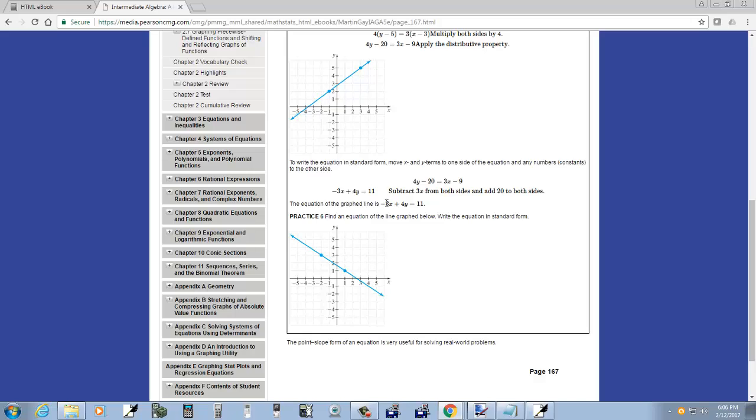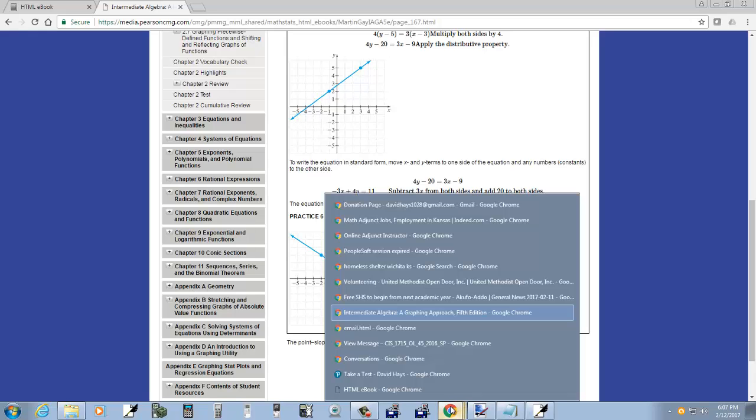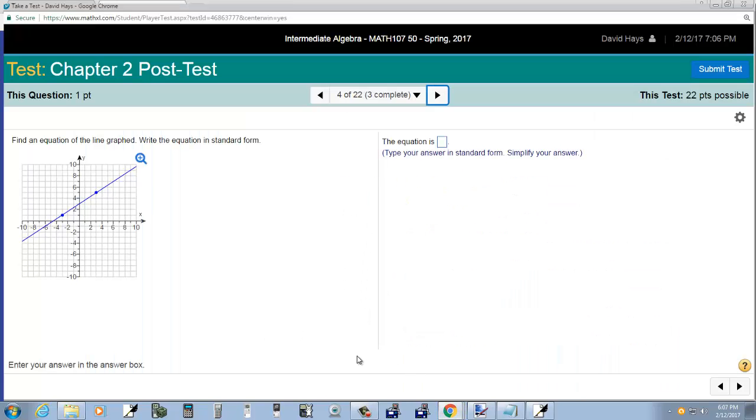Usually you have your x first, your y second. Even more than that, some books say you cannot have fractions in here. So you have to multiply by the LCM of all your denominators. But the instructions on that one were pretty clear that it said to go ahead and leave it in fraction form. Okay. Find equation in line graph, write the equation in standard form.